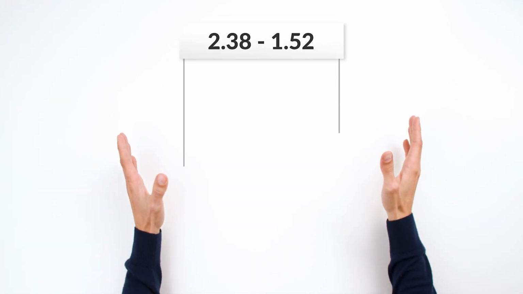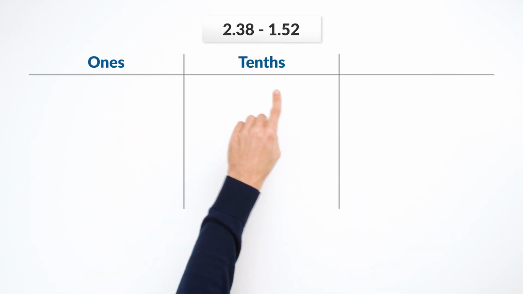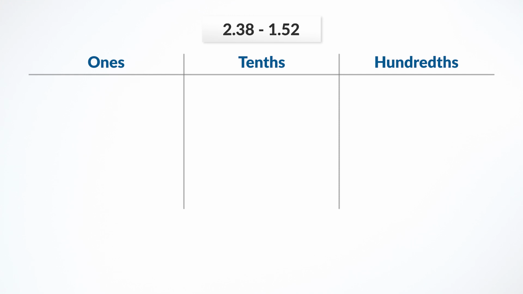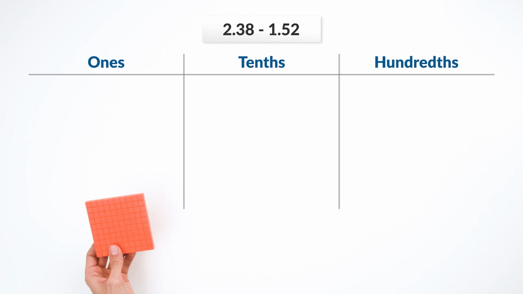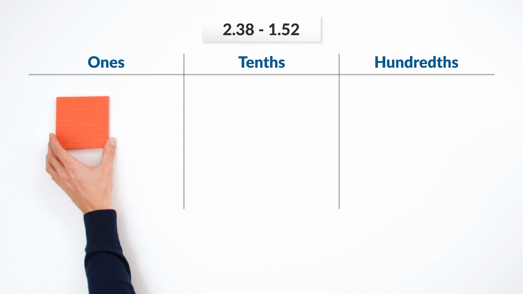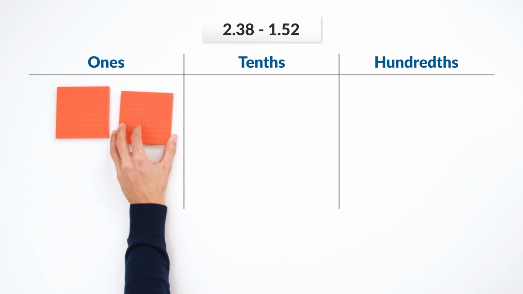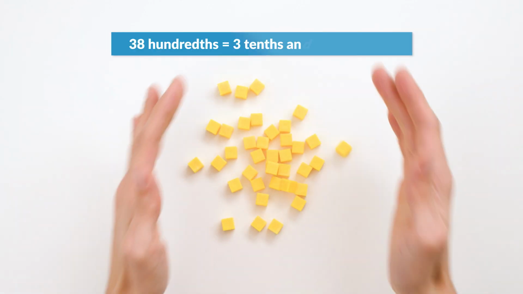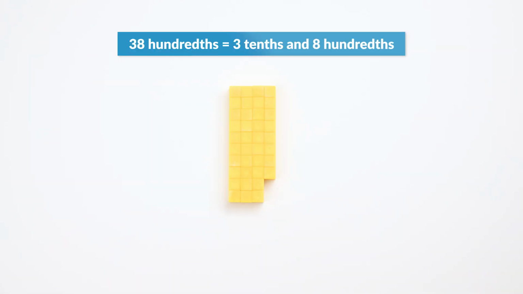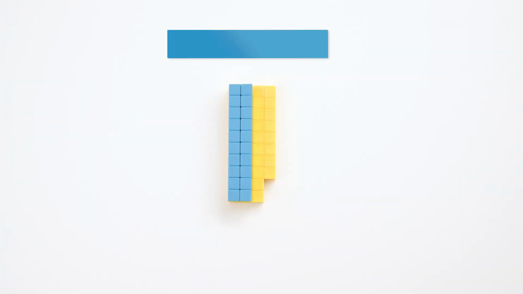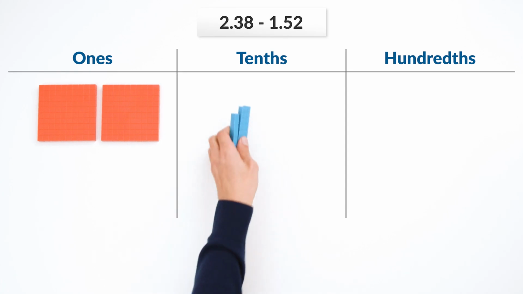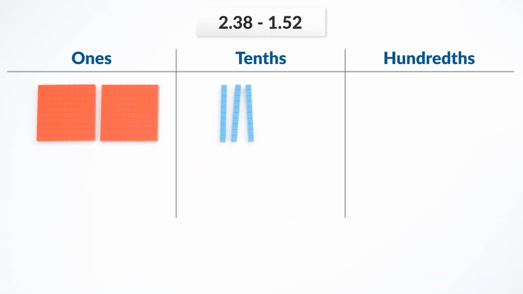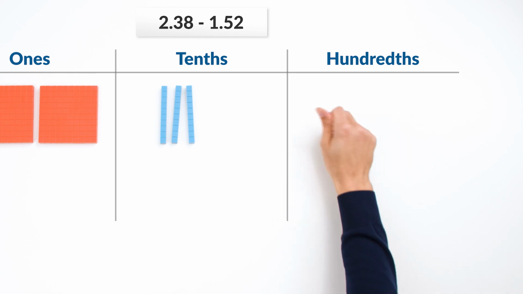To get started, I'll make 3 columns to show the place values we'll be working with: ones, tenths, and hundredths. Then we'll represent the first number, which is 2 and 38/100, with base 10 blocks. Since a flat is 1, I'll put 2 flats in the ones place to represent 2. Then 38/100 is equivalent to 3/10 and 8/100, because 3/10 is equivalent to 30/100. So I'll put 3 rods in the tenths place and 8 small cubes in the hundredths place to represent 8/100.